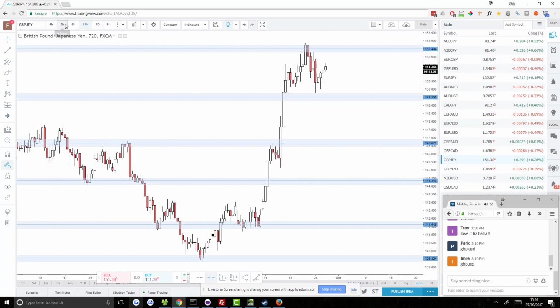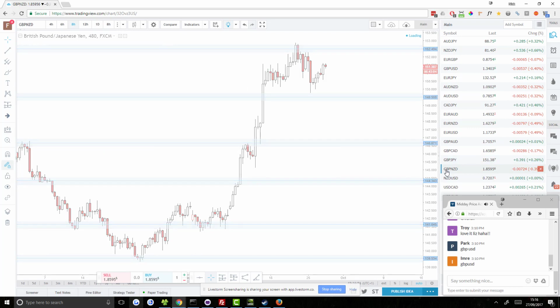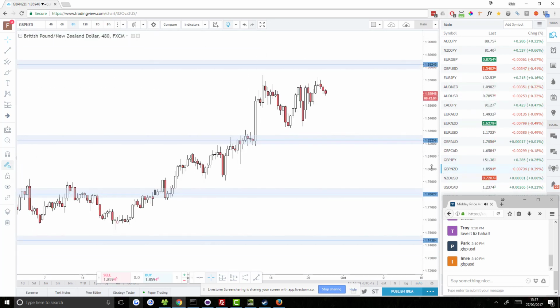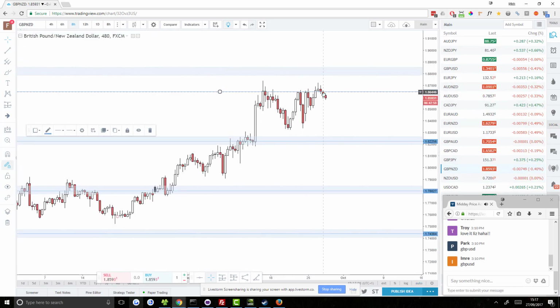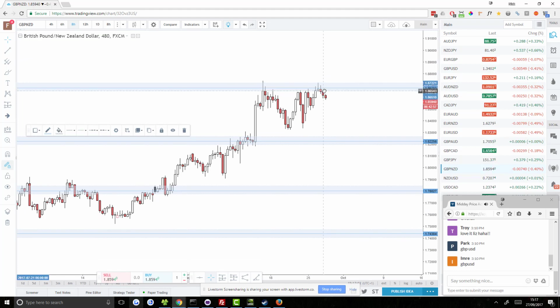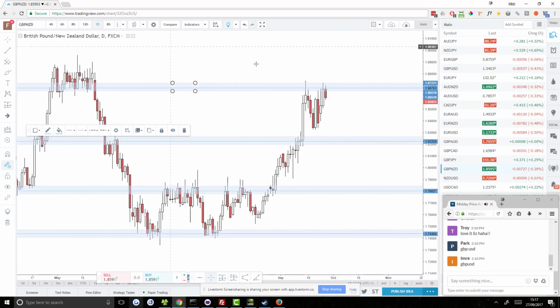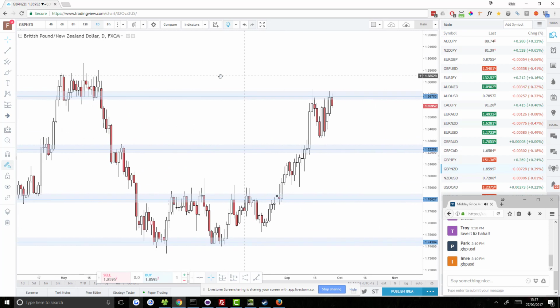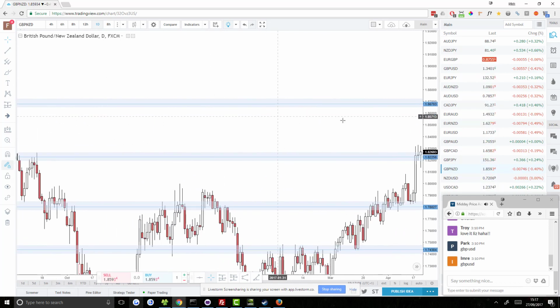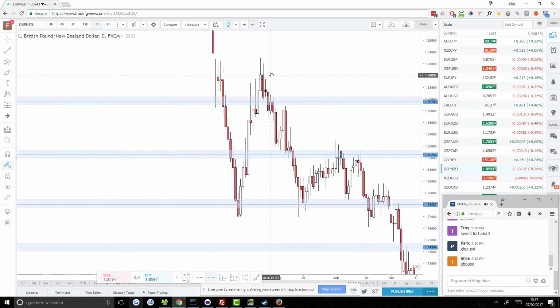USDJPY, nothing much. GBP New Zealand, pull this area down to here and just see how it fits down there. Yeah, that's a good area. It lines up with the most recent bounces. It lines up with some previous bounces.